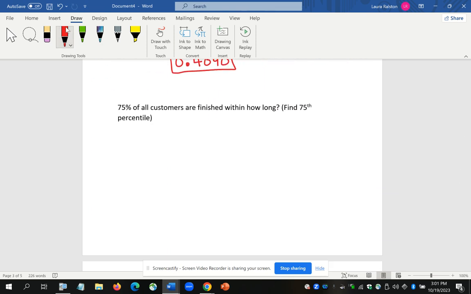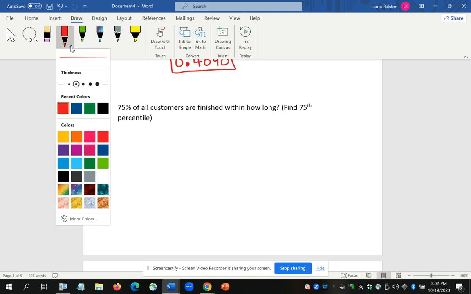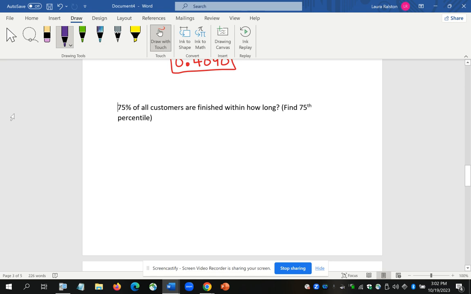All right, then the next one, it says 75% of all customers are finished within how long? And that's just another way for them to ask you to find the 75th percentile. Again, if you're visual and you want to see what's going on here, again, we have our exponential distribution.